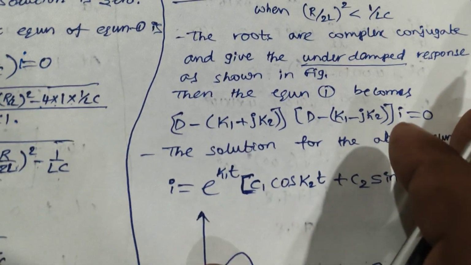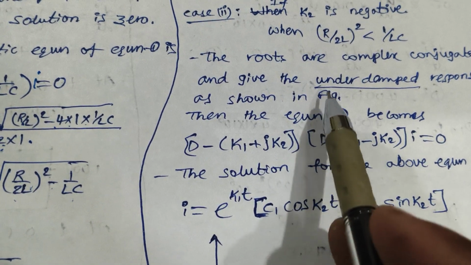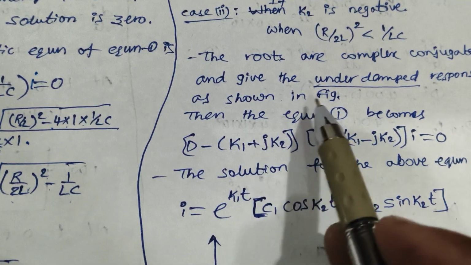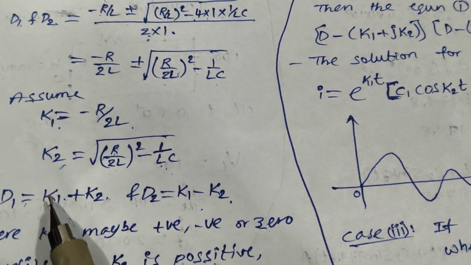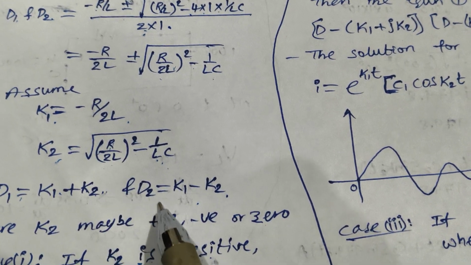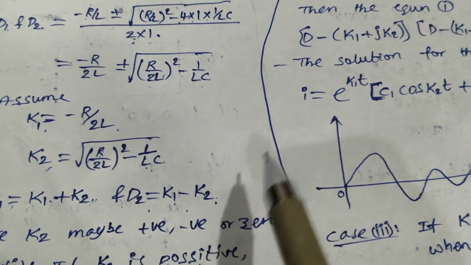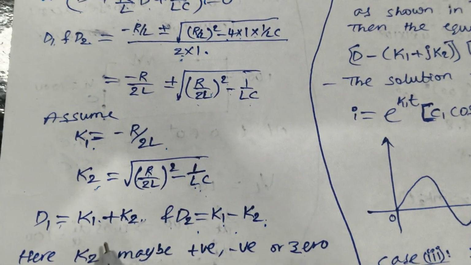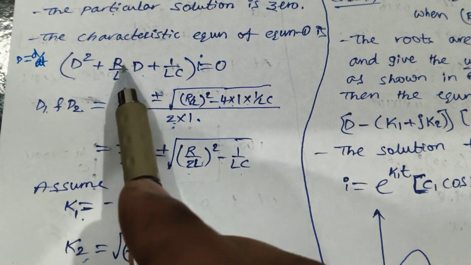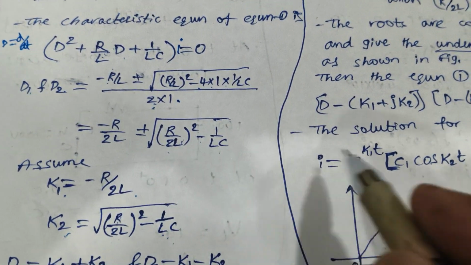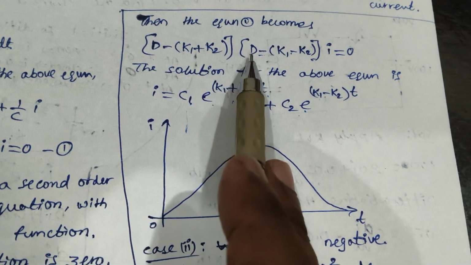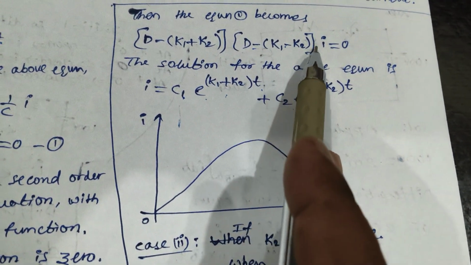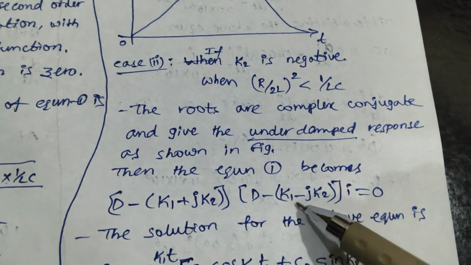We'll see that figure. So I can rewrite the same complex conjugate roots. Instead of writing K1 plus K2, I'll write the roots as D1 equal to K1 plus j K2 and D2 equal to K1 minus j K2. In the equation, I'll write (D minus (K1 plus j K2)) (D minus (K1 minus j K2)) I equal to 0. That's what I've written here.